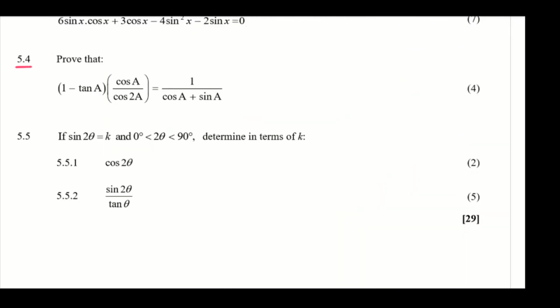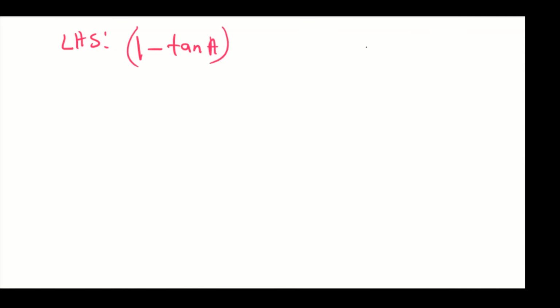So now we're going to do 5.4, and we are asked to prove that the left hand side is equal to the right hand side. So to solve this problem, let's use the left hand side to prove that it's actually equal to the right hand side. So we're going to choose the left hand side. The left hand side that we just chose is (1 minus tan of A) multiplied by cos of A over cos of 2A, right? So this is the left hand side.